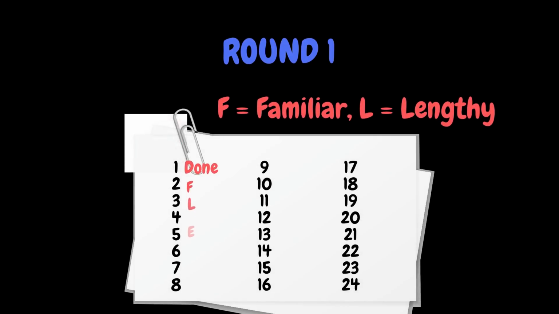At the end of round one, you would have also figured out what kind of questions were lengthy, what kind of questions were not familiar, and what kind of questions were easy but you were not able to solve them, using some sort of symbols that you would have decided beforehand.